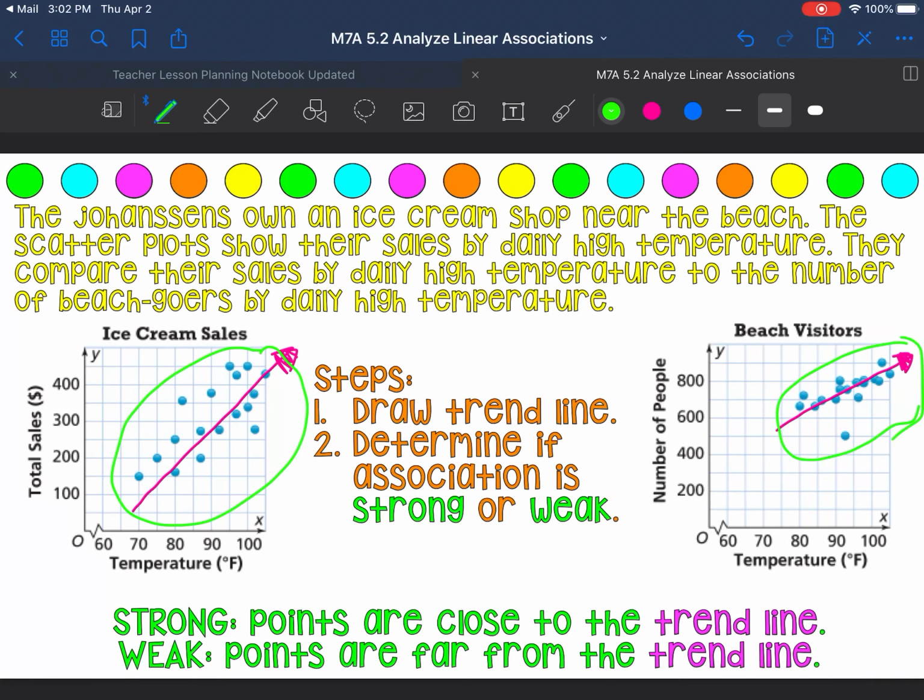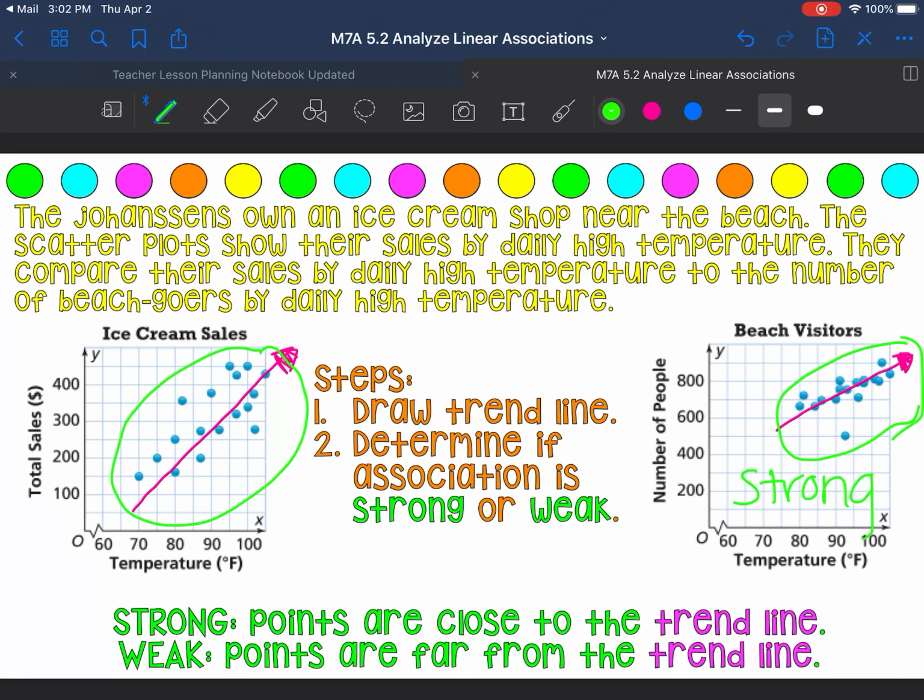And my beachgoers, they're all super tight with that trend line. This is what we do to go on to step 2, determining if the association is strong or weak. If it's strong, like in beachgoers right here, the points are close to the trend line. So we can see in our beachgoers, all those little plot dots are super, super close to our trend line. It was almost hard for us to do our trend line.